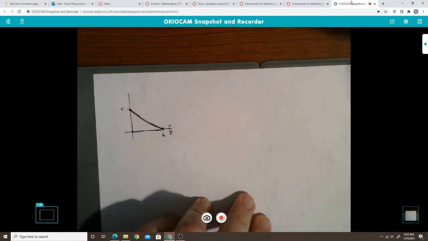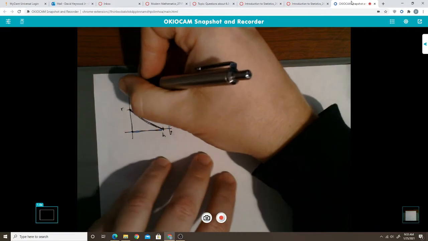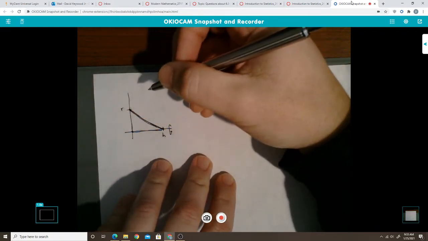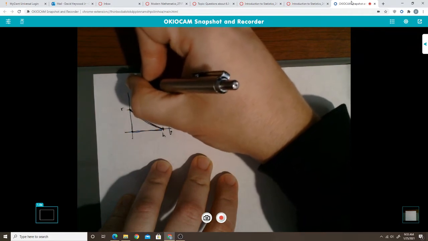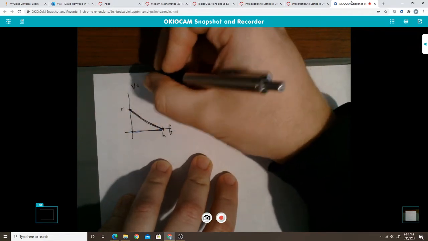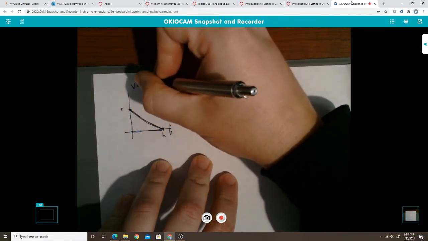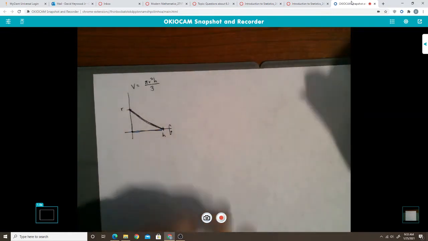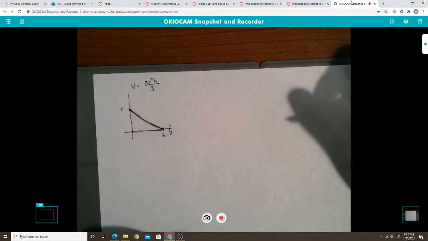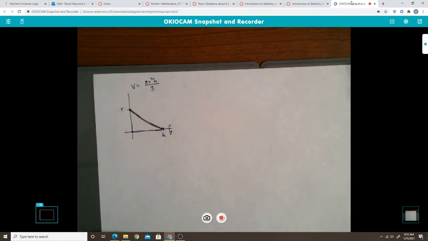Now, if you know your geometry really well, then you know that the volume of a cone is 1/3 the volume of the corresponding cylinder. So the volume of the cone we should get here is pi r squared h over 3. So let's see if we can get there using cylindrical shells.